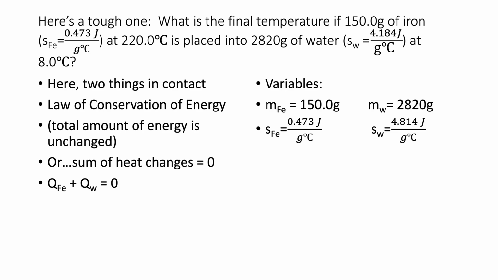Specific heats are given, and then we have the initial temperature of the iron and the initial temperature of the water, and it says the final temperature. It's implied here, the way the question's written, that there's one final temperature, but also from experience, if you put hot stuff in cold stuff, everything eventually comes to the same temperature. So in this case, the final temperature of the iron is equal to the final temperature of the water, so we're just going to call it the final temperature.